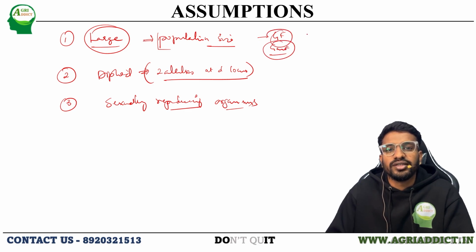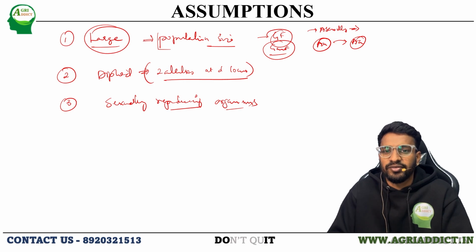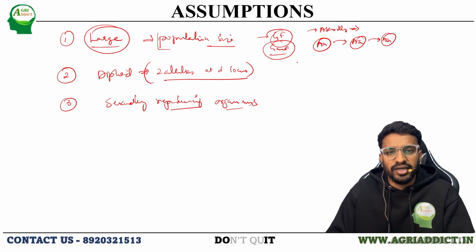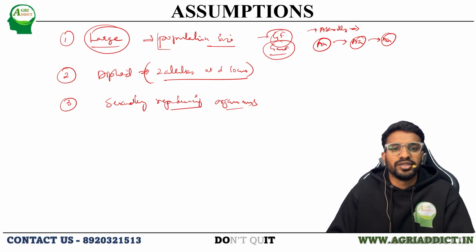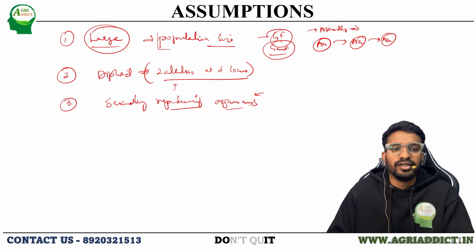But what happens in asexual reproduction? In asexual reproduction, the gene and genotypic frequency doesn't change at all. For example, if it is capital A small a in the parent generation, the next generation will also be capital A small a, and the generation after that will also be capital A small a. That is why this equation is not applicable to asexually reproducing organisms. It is only applicable to sexually reproducing organisms which have a maximum of two different alleles at a locus.